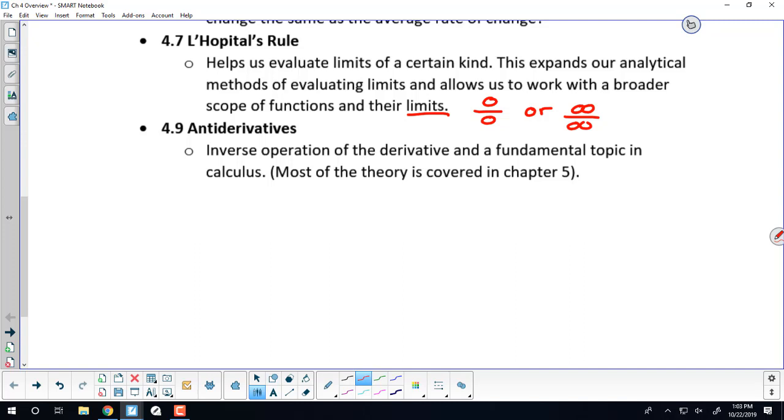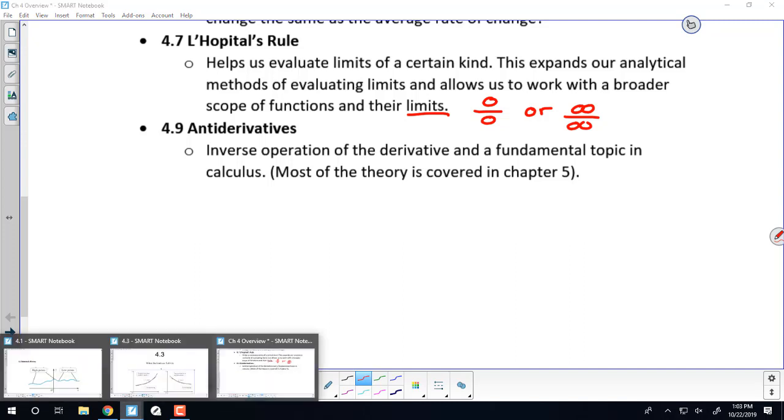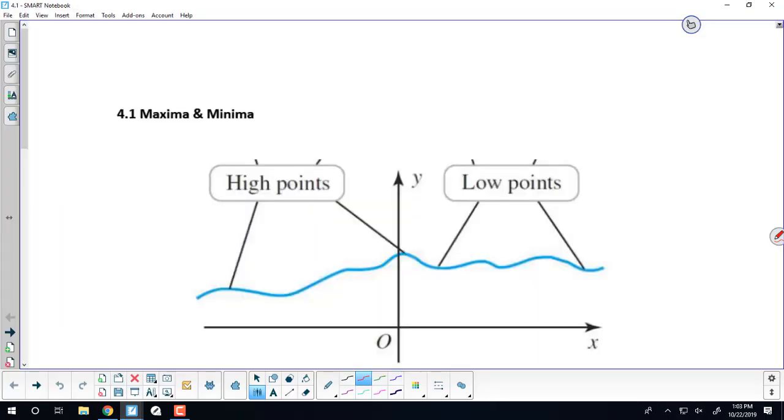And then in 4.9, we look at the reverse or inverse operation of taking a derivative, which leads us into chapter 5. The primary thing in chapter 5 is antiderivatives and what they connect to for us. So we end Calc 1 with antiderivatives, and you start Calc 2 with antiderivatives. I'll post this in our class notes, so you can reference that if you need to.